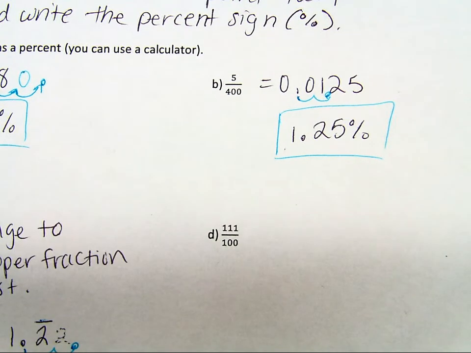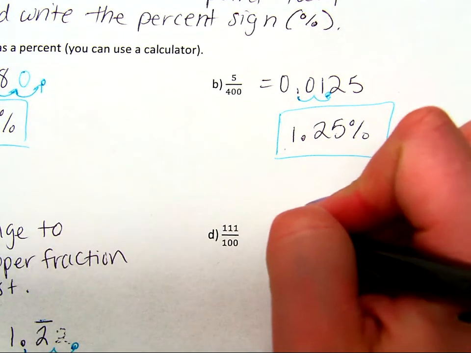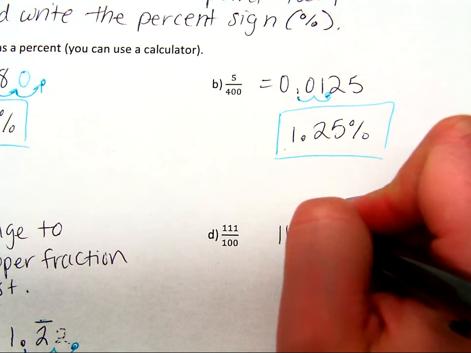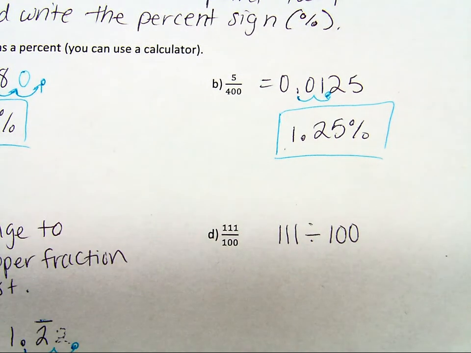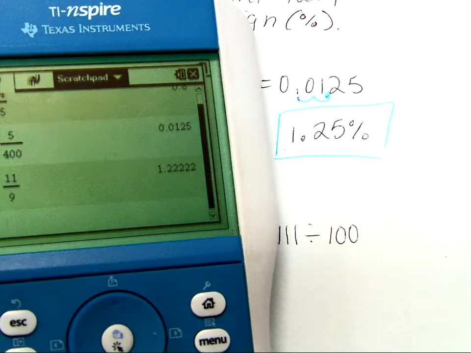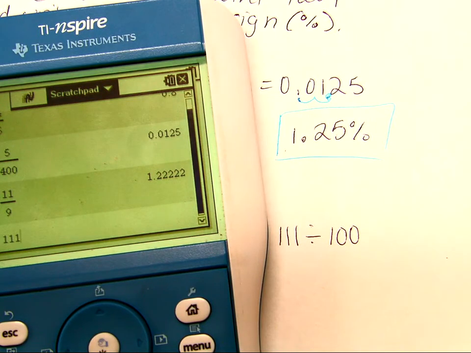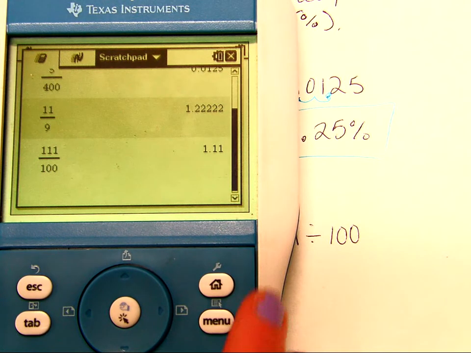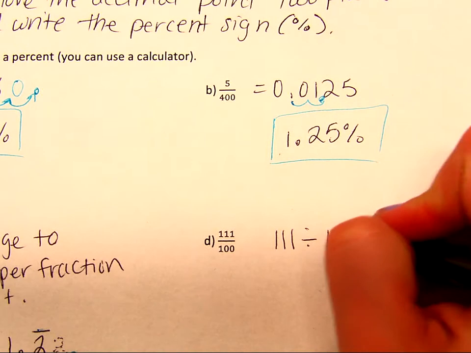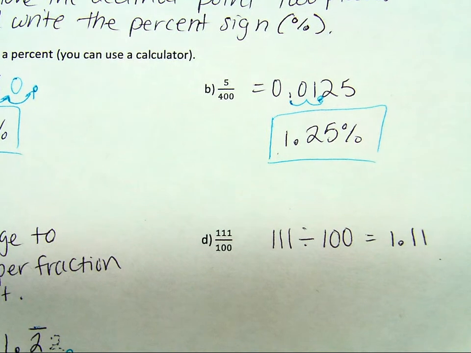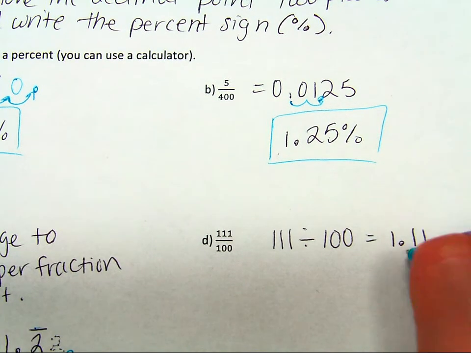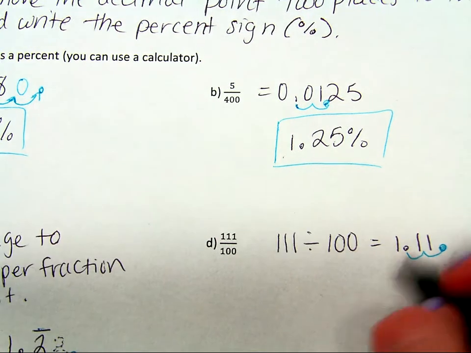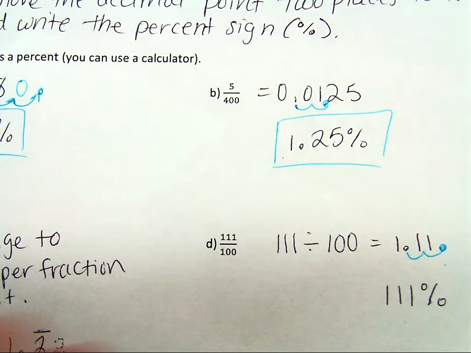111/100. So I'm going to use my calculator, type in 111 divided by 100. I said 10 earlier. Oops. 111 divided by 100. Control, Enter. You get 1.11. Okay, that's my decimal. Scooch it over 2 places to the right. So that's my new decimal placement. Now I have 111%. And that's my answer.